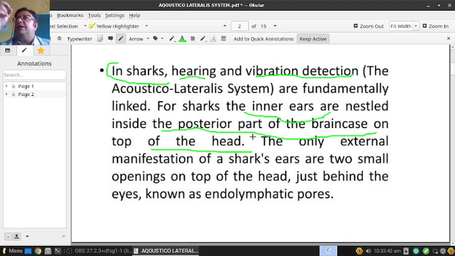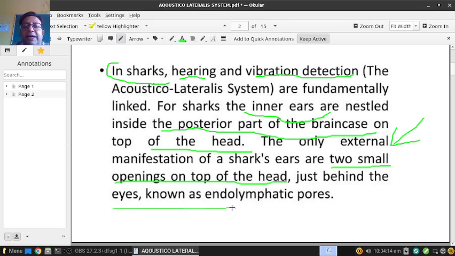So you have to take it out from the cartilage. Shark bones are cartilages, but some cartilages are soft and some are very hard. Within the hard you have to take out the soft cartilage. That was the trick. The only external manifestation is 2 small openings on the top of the head. You have to follow it from there, just behind the eyes, and they are known as the endolymphatic pores.